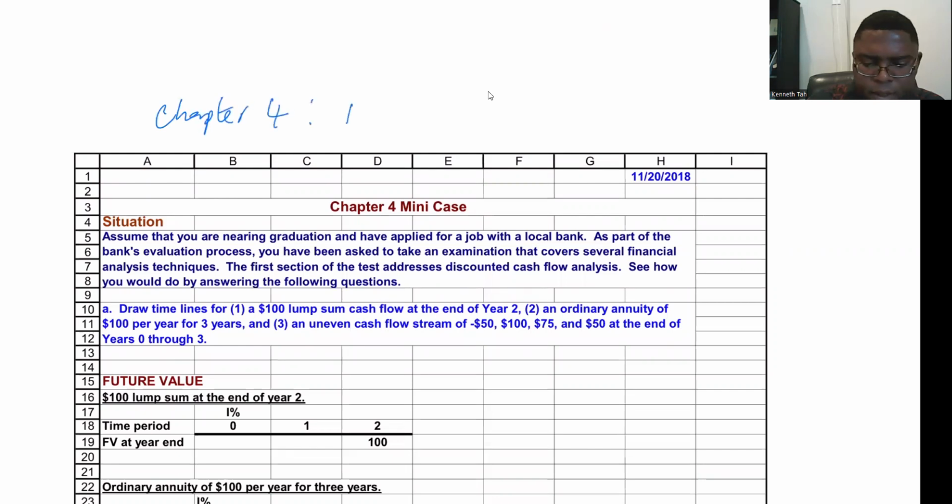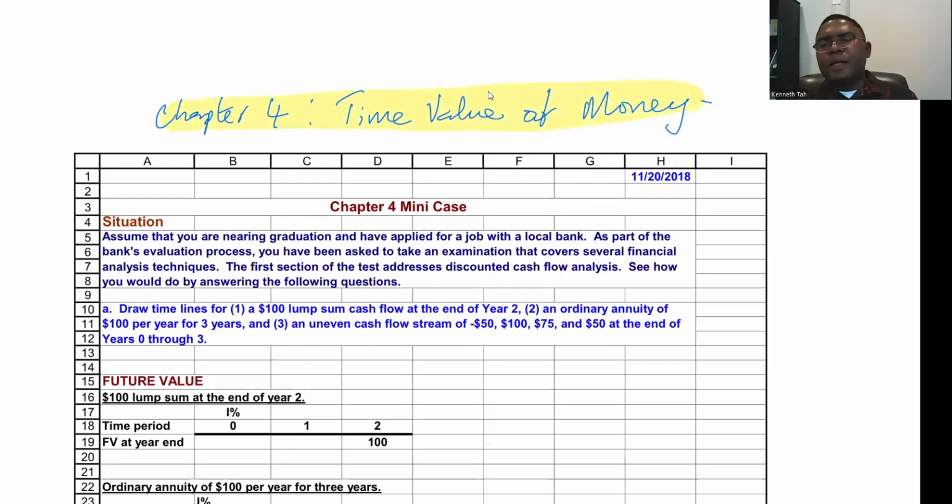Today, we are going to consider Chapter 4. Chapter 4 is time value of money. So we are going to be talking about time value of money. That is Chapter 4.